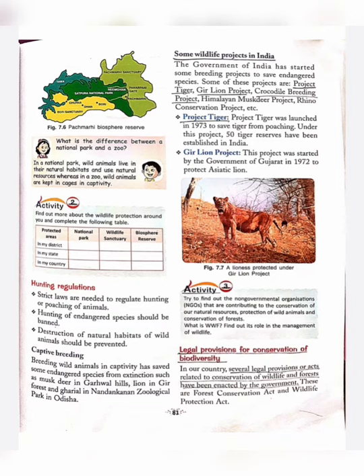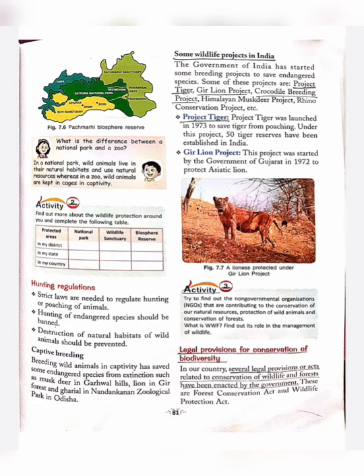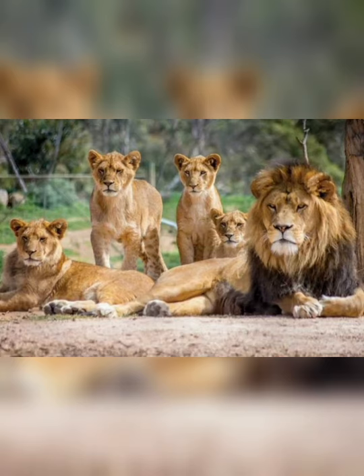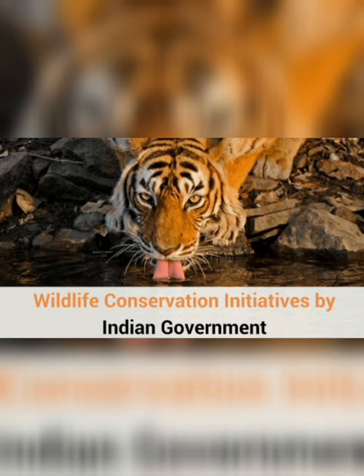Hunting regulations. Strict laws are needed to regulate hunting or poaching of animals. Hunting of endangered species should be banned. Destruction of natural habitats of wild animals should be prevented. Captive breeding. Breeding wild animals in captivity has saved some endangered species from extinction, such as musk deer in Garhwal Hills, lion in Gir Forest, and gharial in Nandankanan Zoological Park in Odisha.